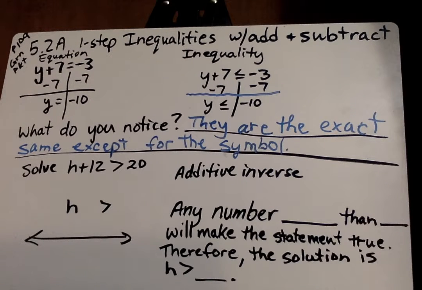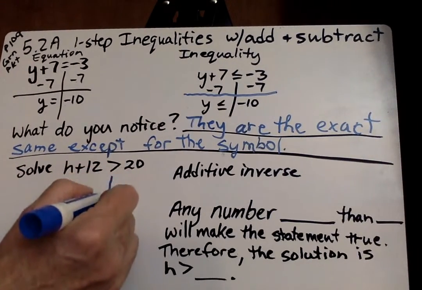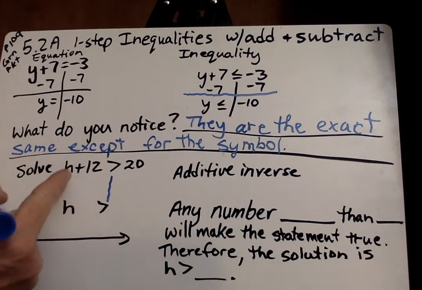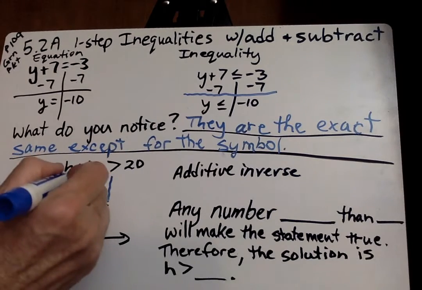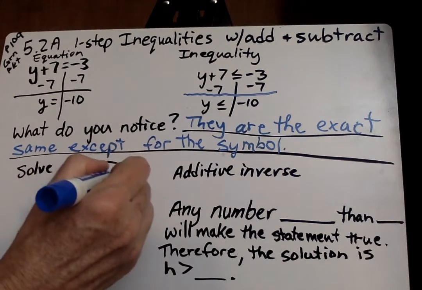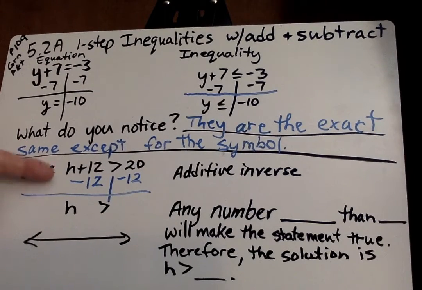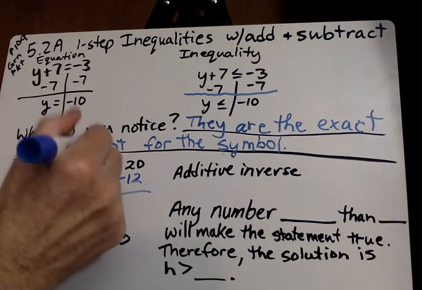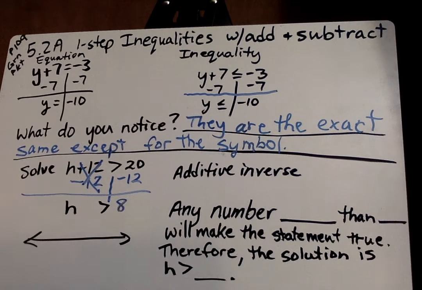Now we go on here to solve h plus 12 is greater than 20. How do we solve for h? Well, you could pretend that this is an equal sign. So we draw a line down the equal sign. To get h by itself, we do the additive inverse right there. And so to get rid of plus 12, we do minus 12 here, minus 12 there. And then we set it up like an add or subtract problem. We bring the h down, this goes away, and then 20 minus 12 is 8. So we have h is greater than 8 as our statement.